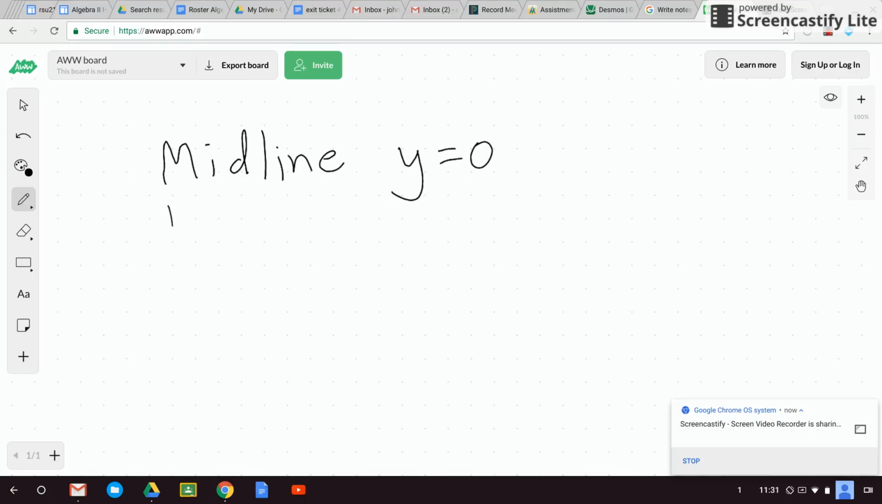After that, let's look at the amplitude. So if you look at your highest high and your lowest low, they occur at 4.5 and negative 4.5. So your amplitude is 4.5.